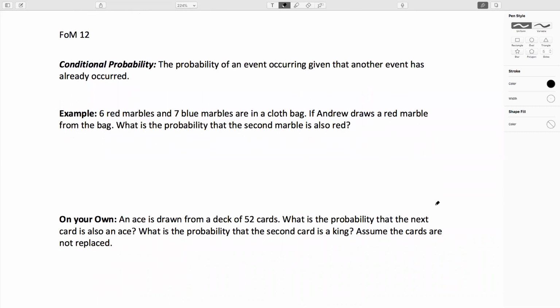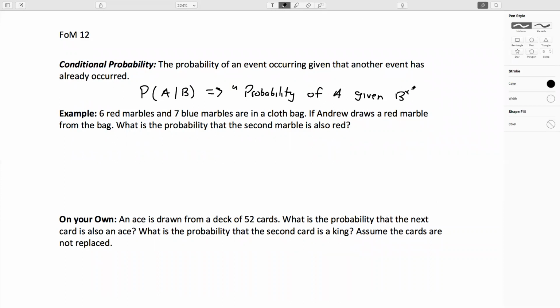In terms of the textbook's definition, conditional probability is the probability of an event occurring given that another event has already occurred. It's typically written as probability of A slash B, and what that means is the probability of A given B. Essentially, probability of A, assuming B has already happened.